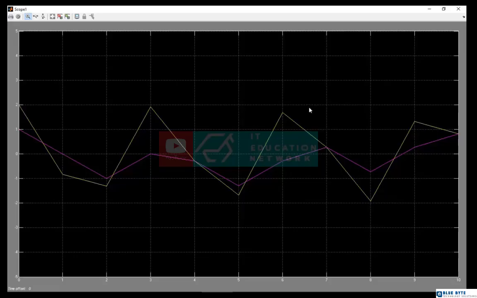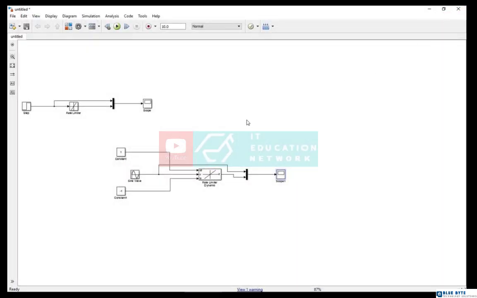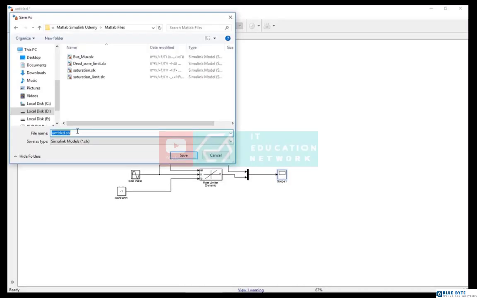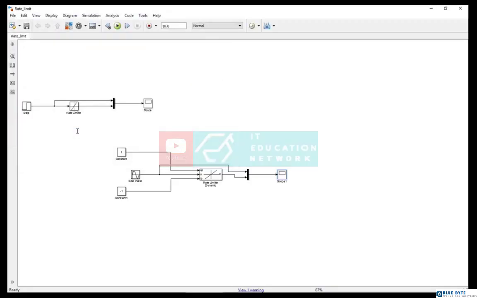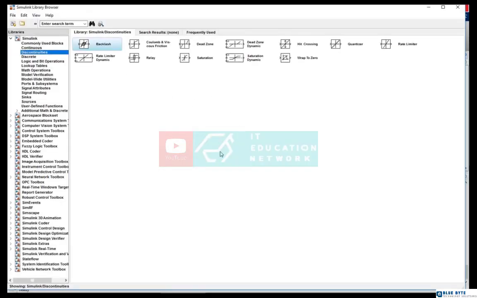We can modify it and have accurate simulations by defining smaller steps. Here, I ignore it. I save this model as rate limit. Okay. Then be back to this library.